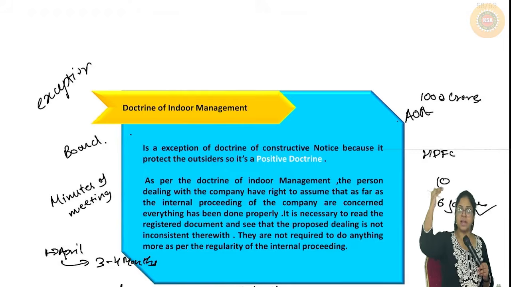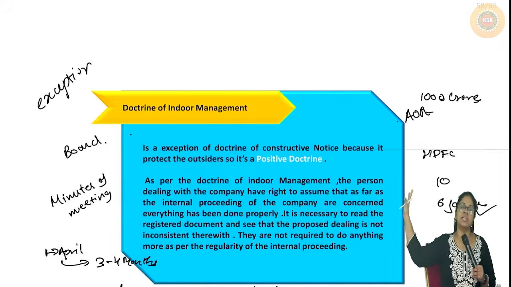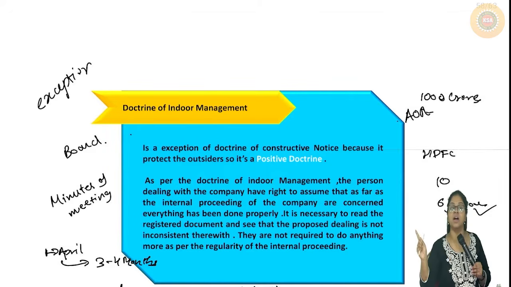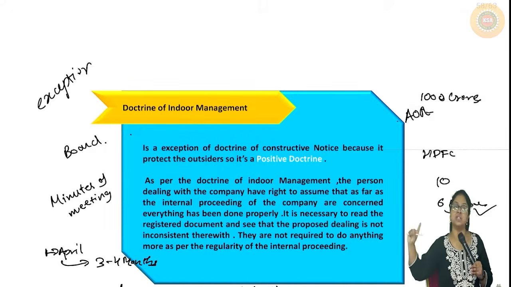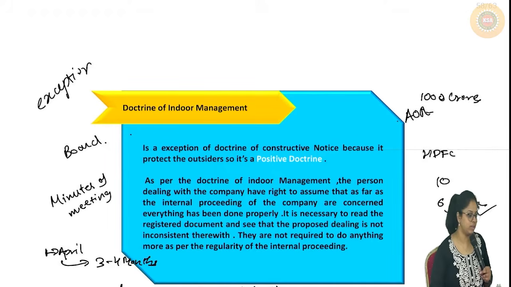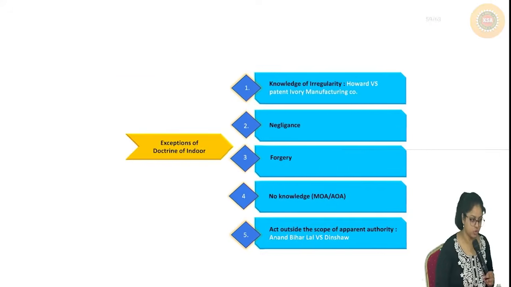Usually if you ask me, out of all the three doctrines, constructive notice and indoor management are very, very important, because you need to understand there's a very slight difference. One is a positive doctrine, another is a negative doctrine. Positive because one protects the companies, and indoor management is against the company, it protects the outsiders. Are you able to understand this? Zoom people, is that clear?